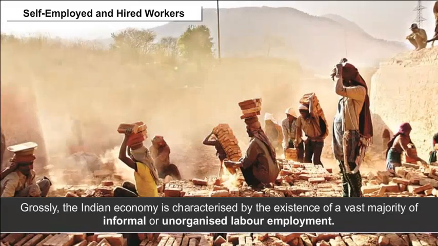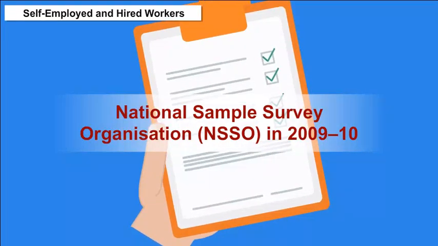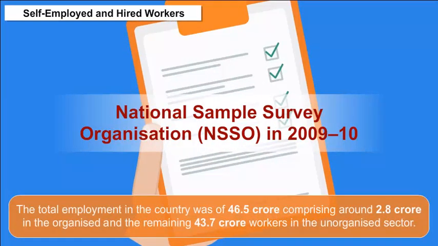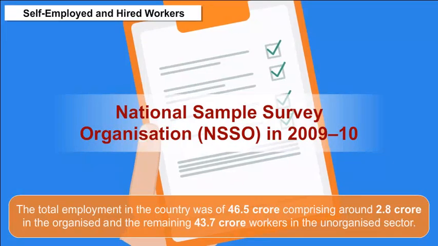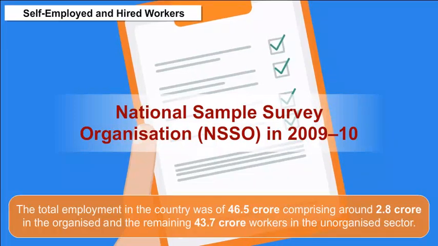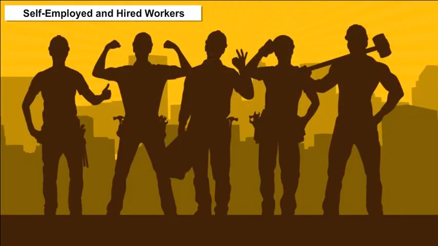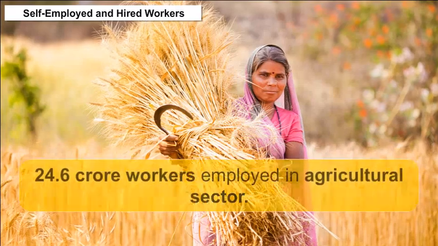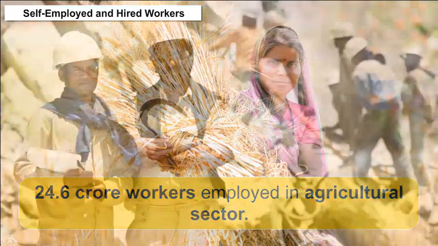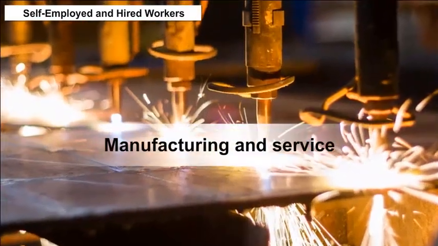As per a survey carried out by the National Sample Survey Organization (NSSO) in 2009-10, the total employment in the country was 46.5 crore, comprising around 2.8 crore in the organized and the remaining 43.7 crore workers in the unorganized sector. Out of these workers in the unorganized sector, there are 24.6 crore workers employed in the agricultural sector, about 4.4 crore in construction work, and the remaining in manufacturing and service.